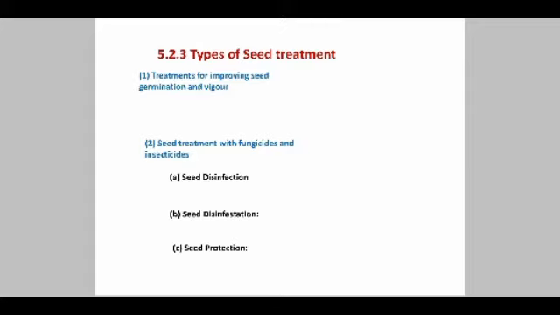Next is seed treatment with fungicides and insecticides. This treatment can protect the seed from rotting. Some insects that affect the seeds can also be controlled. Sometimes pests also affect seed germination, and some plant diseases are also avoided.